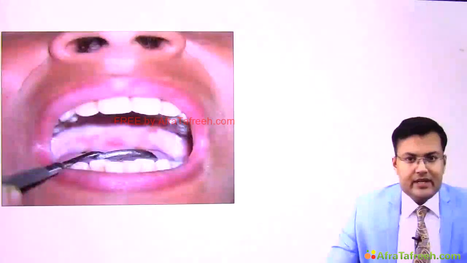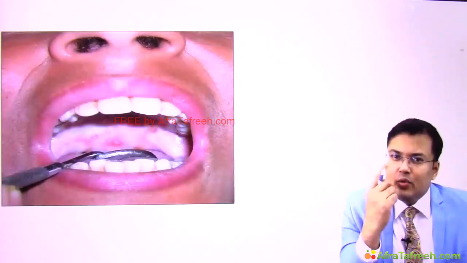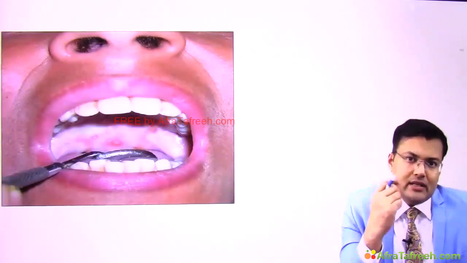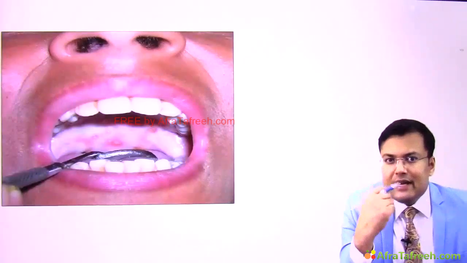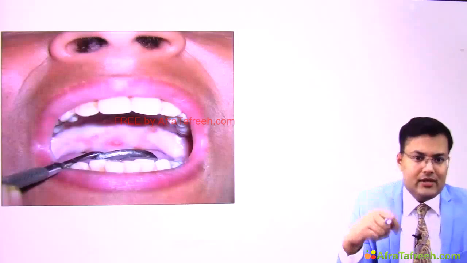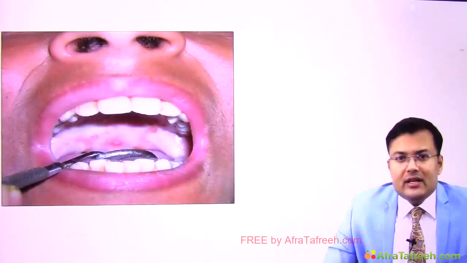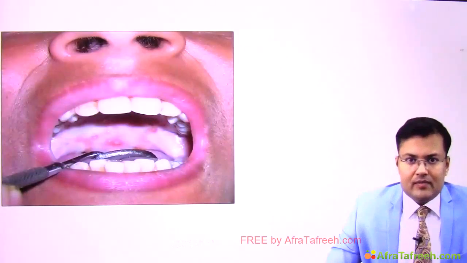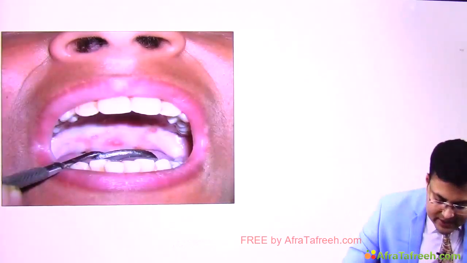Now see this picture and tell the diagnosis. Can you see this patient has difficulty opening the mouth? So there is restricted mouth opening. Second, you can see the presence of extensive fibrosis, whitish areas. This condition is typically seen in the Asian population, more common in females, and this is oral submucous fibrosis. So what's the name of this condition? This is oral submucous fibrosis.